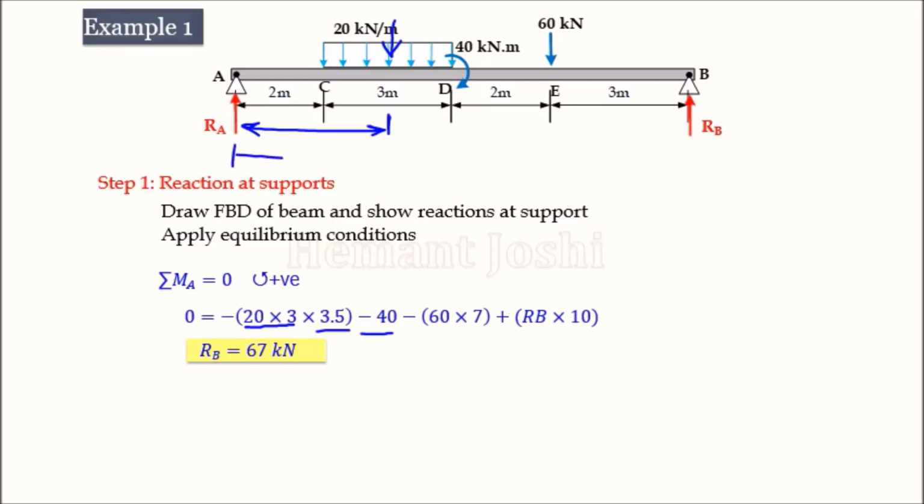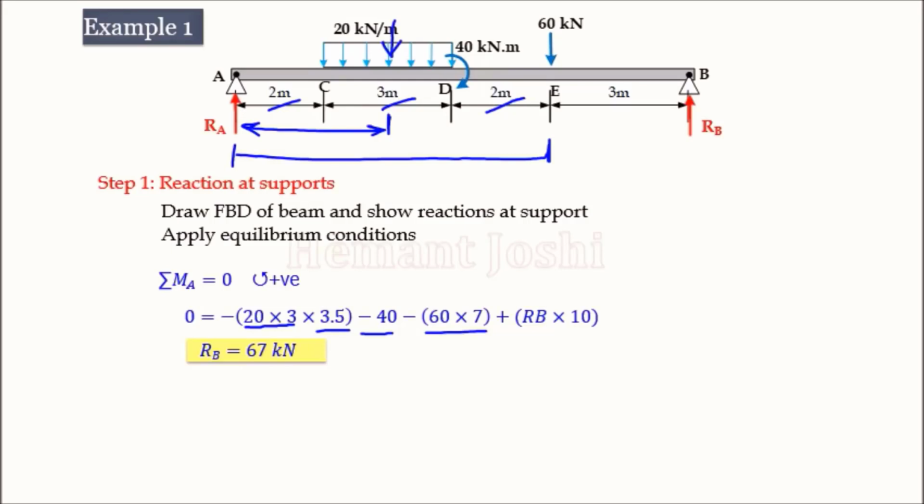So from point A, the distance of the 60 load is 2 plus 3 plus 2, so it is 7. So 60 into 7 is the moment of that load. Again it is clockwise about A, so minus. And the last force is RB.